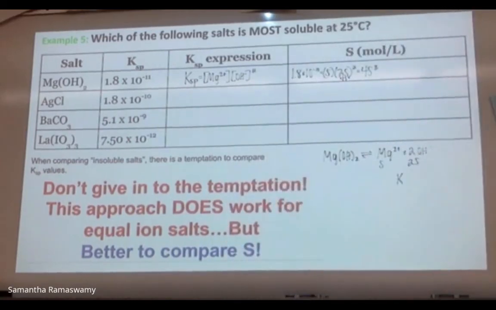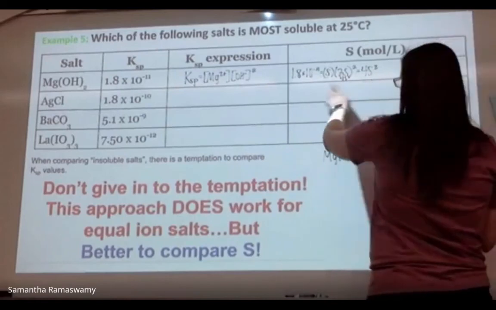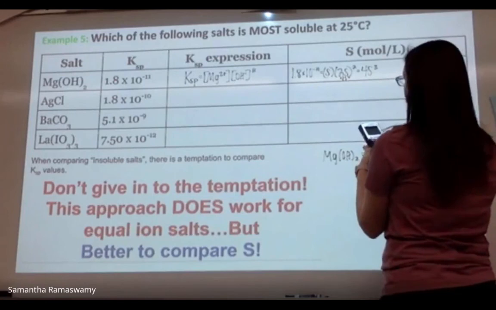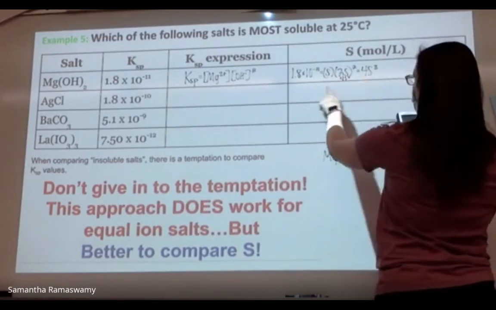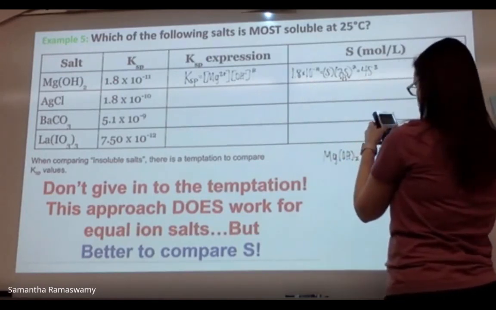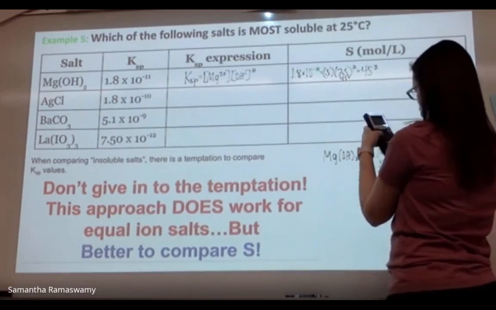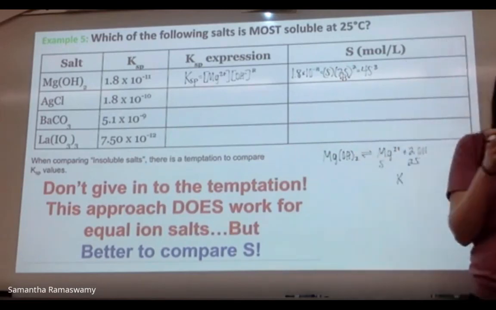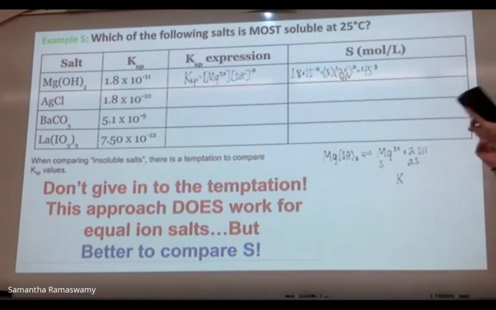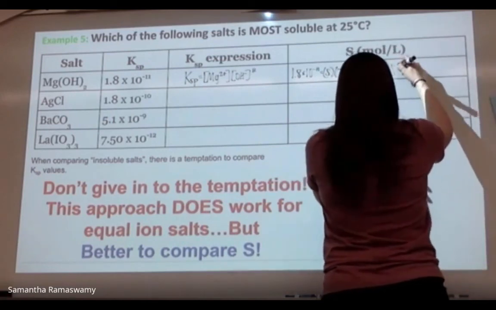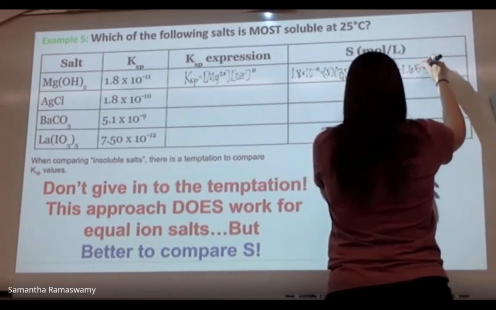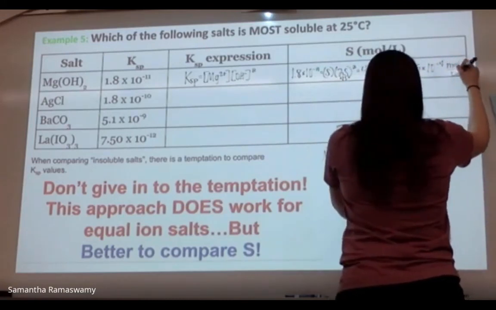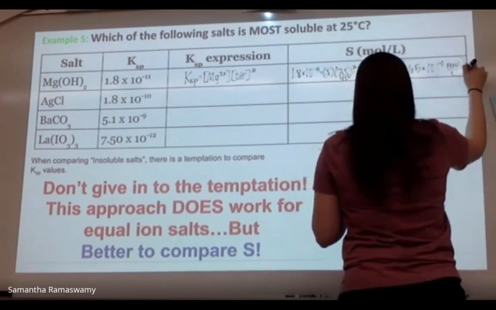So to solve for this, I do 1.8 e negative 11 divided by 4. And then take the cubed root of that. Again, cubed root is math 4 on the graphing calculator. 1.65 times 10 to the negative 4th moles per liter. So there's the solubility of the first one.